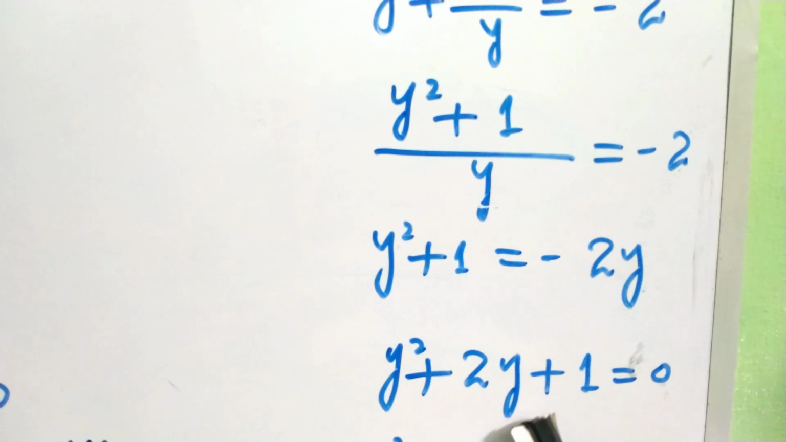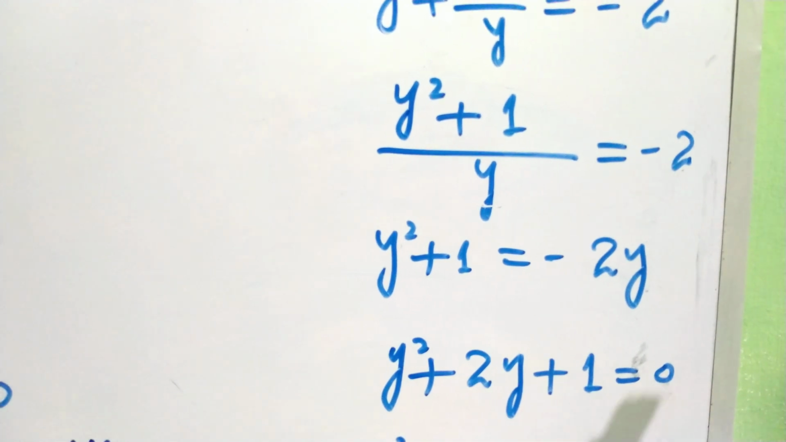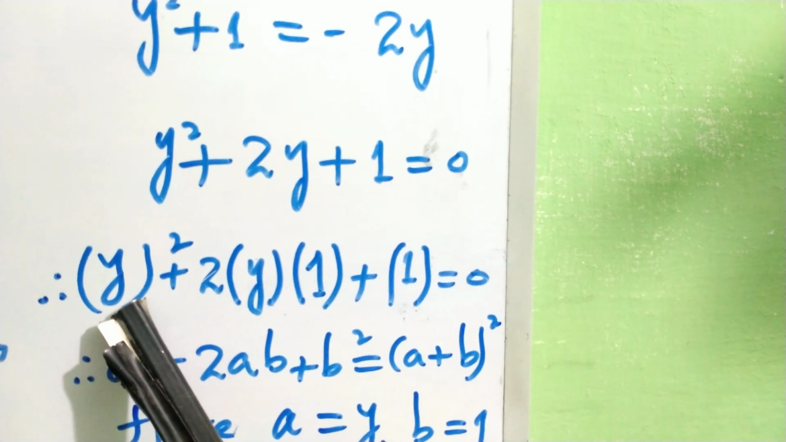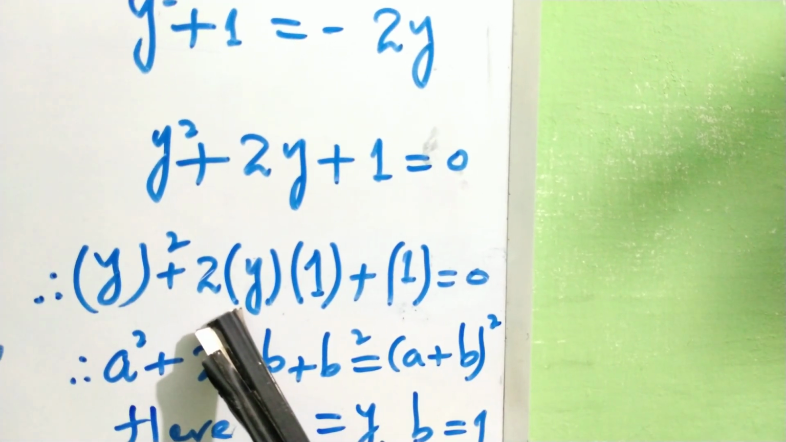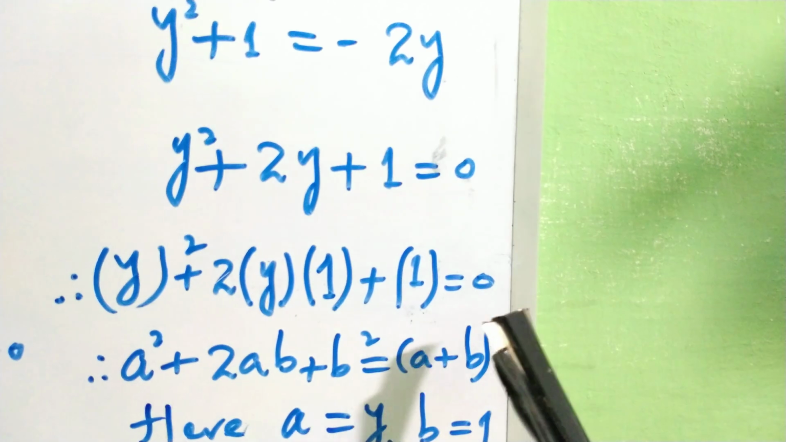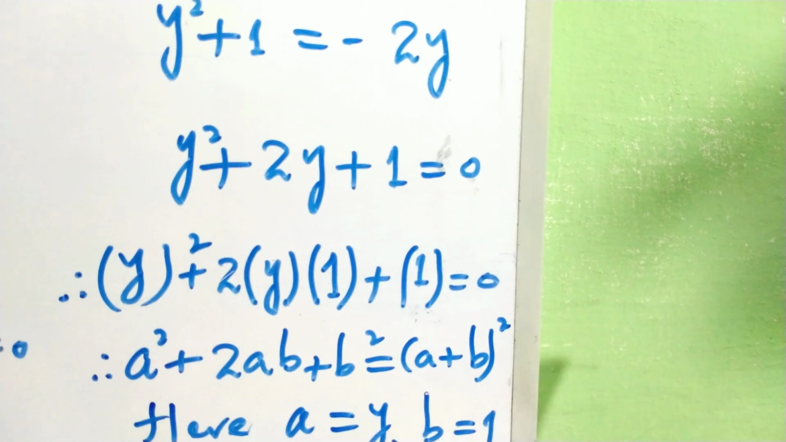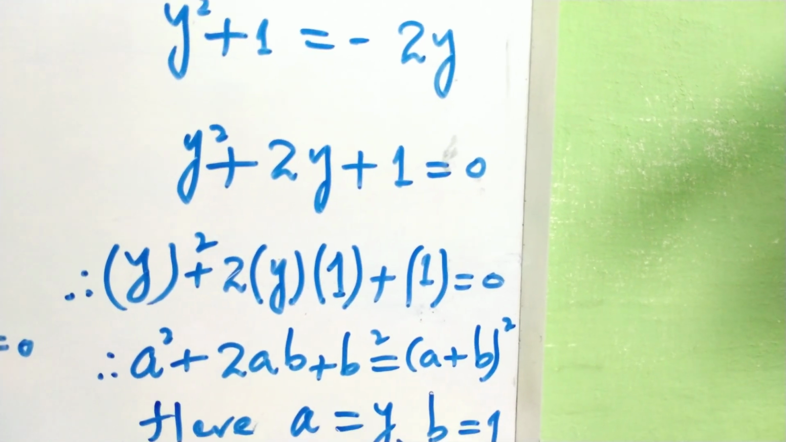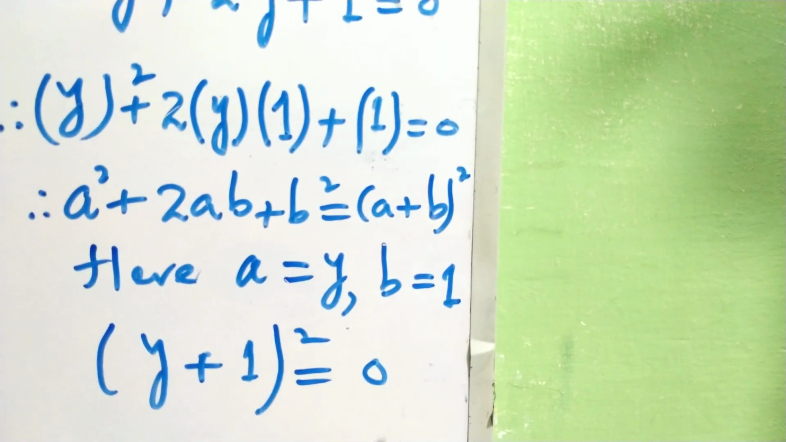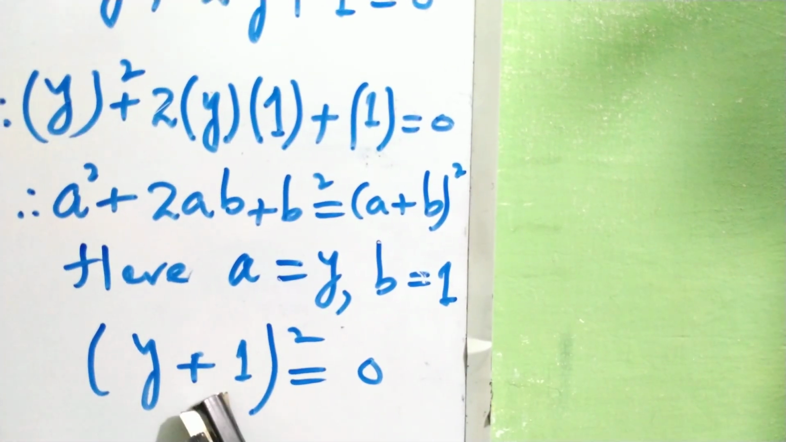It reminds you a formula, that is a square plus 2ab plus b whole square. So over here y square is y whole square, plus 2, the formula we have, and a we have y, b we have 1, plus 1 whole square equal to 0. So it is a square plus 2ab plus b whole square, that is a plus b whole square, in which a is y and b is equal to 1. It will close down into this form, that is a plus b whole square, that is y plus 1 whole square is equal to 0.